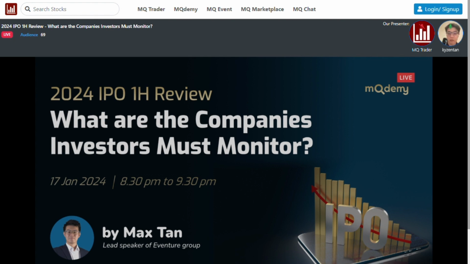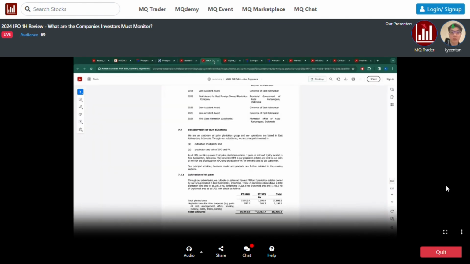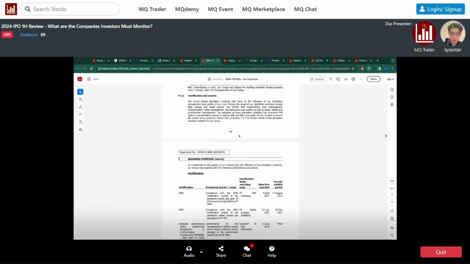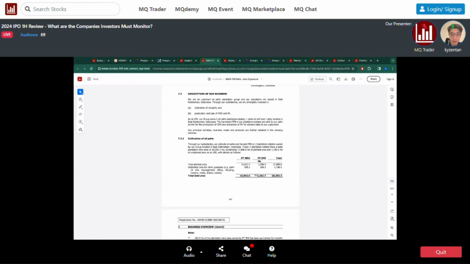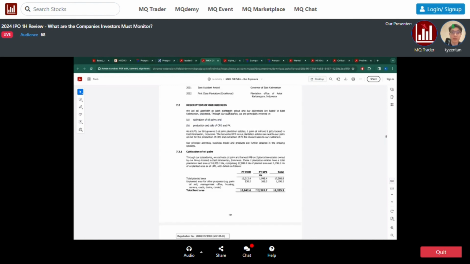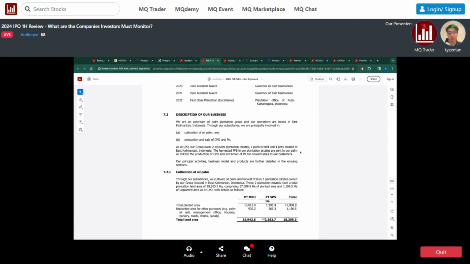Okay, I'm back to MKHOP. So you can see that the main business is cultivation of palm oil, and sometimes they have a very interesting picture. I'm sure it's somewhere down the prospectus, but the description of their business is very straightforward. I'm sure everyone knows it's basically plant palm oil, produce CPO and PK, and sell. How the economy affects the company is very simple as well.